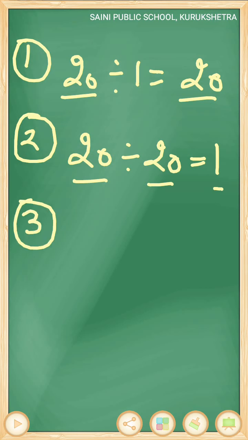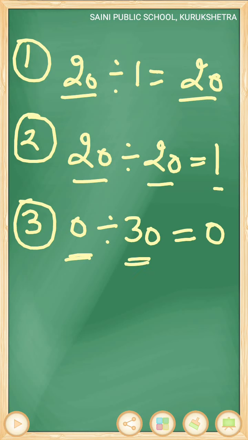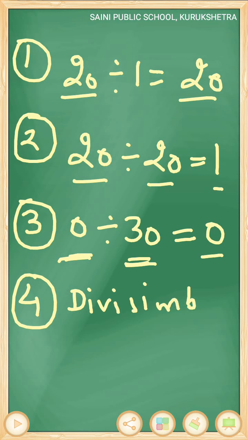Third property says if 0 is divided by any number, 0 divided by 30, then what is the quotient? Again 0. Means if we divide 0 by 30, here 30 is divisor and 0 is dividend, then quotient will be 0. And fourth property says division by 0 is not possible. We can't divide a number by 0. We can't find any value when we divide a number by 0.